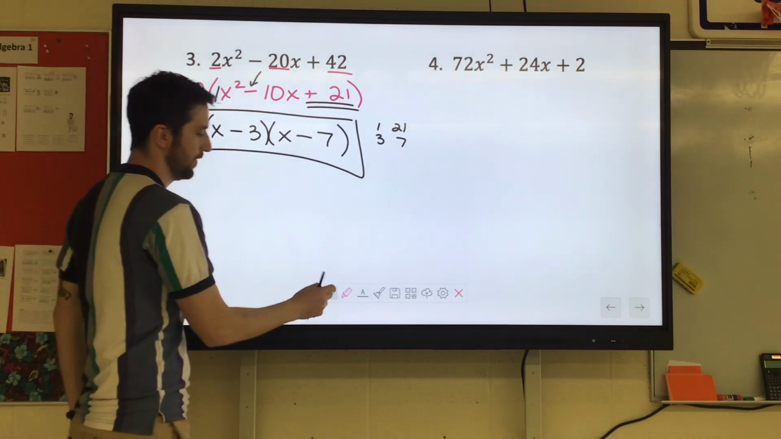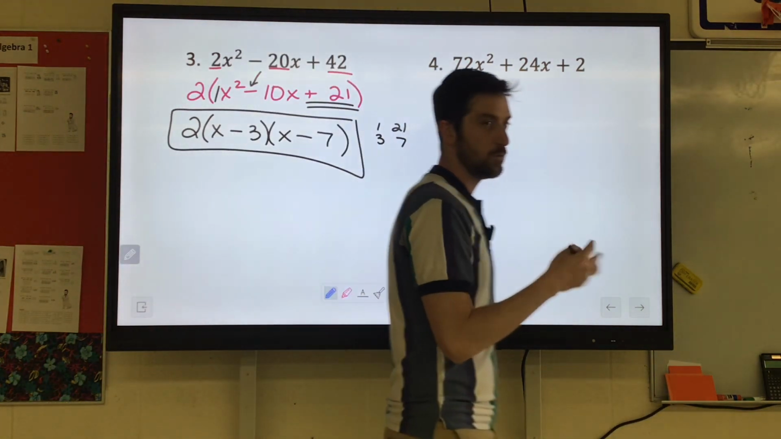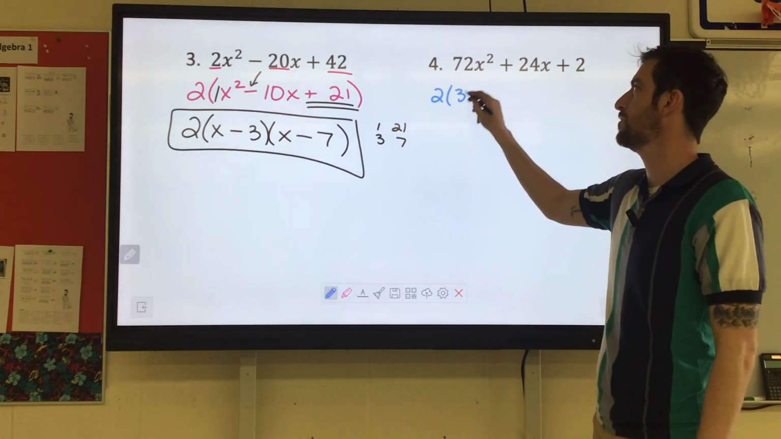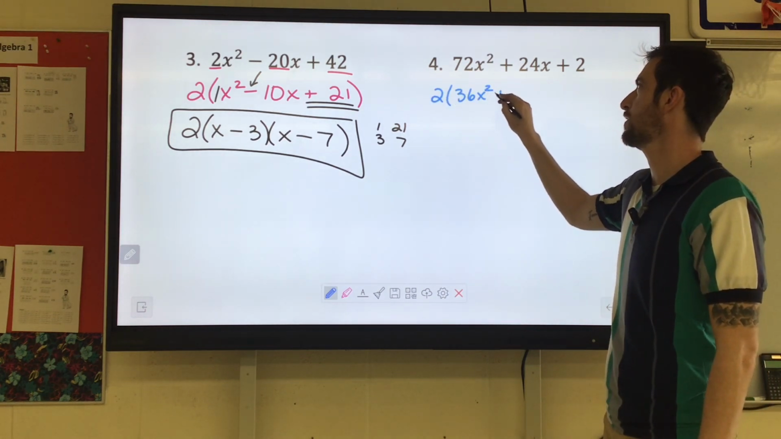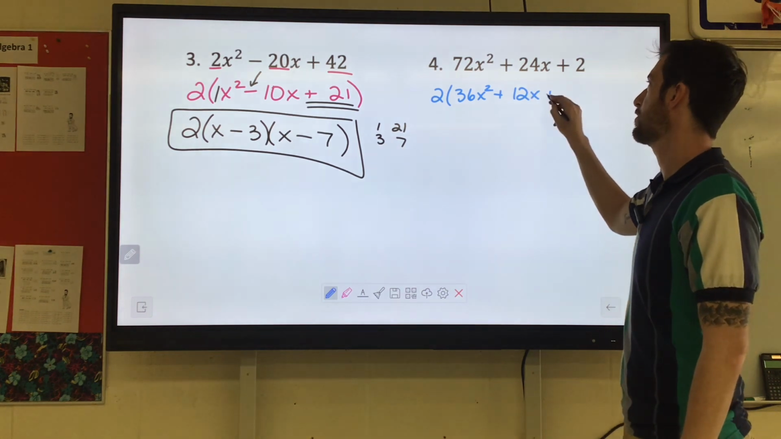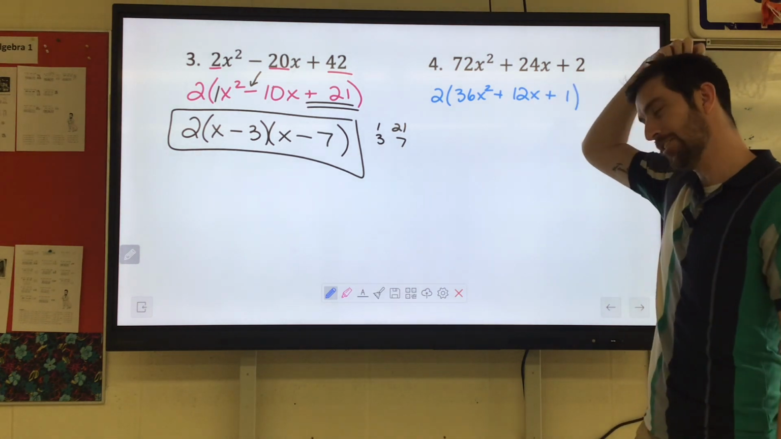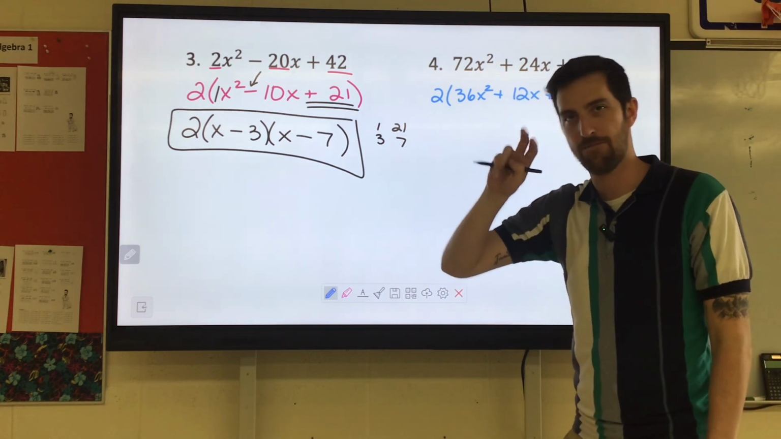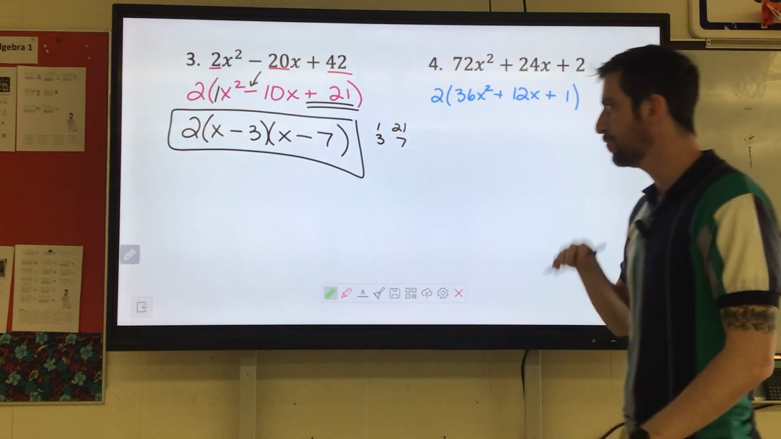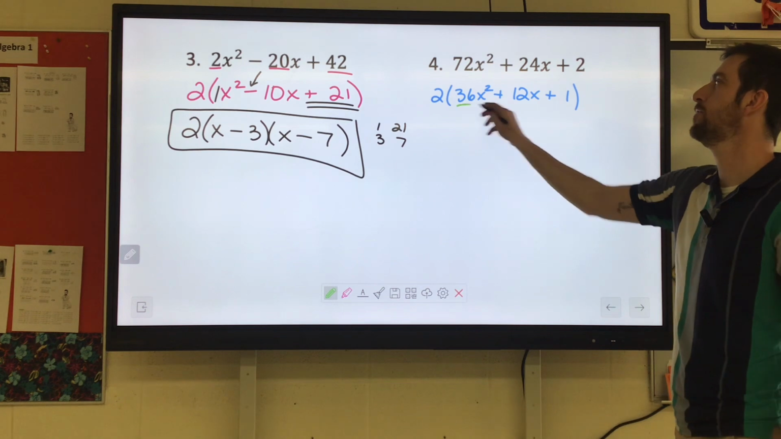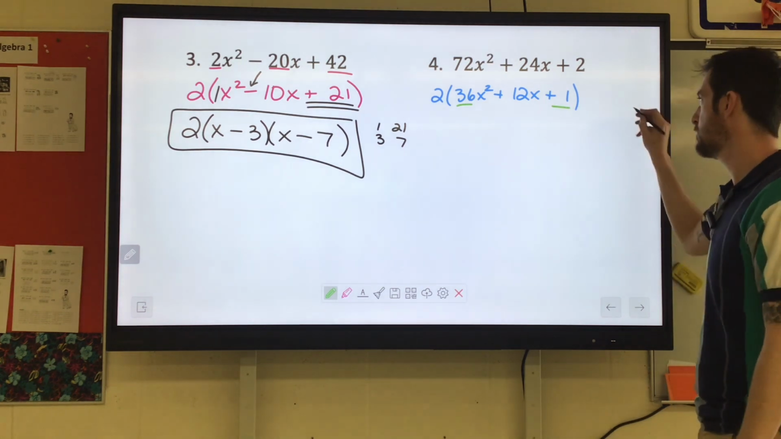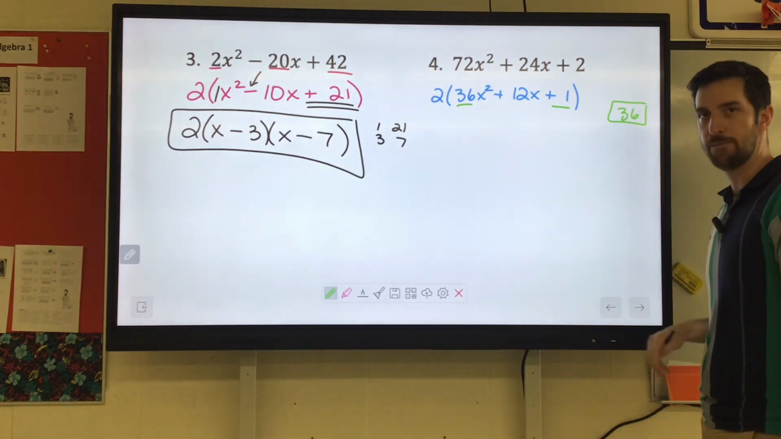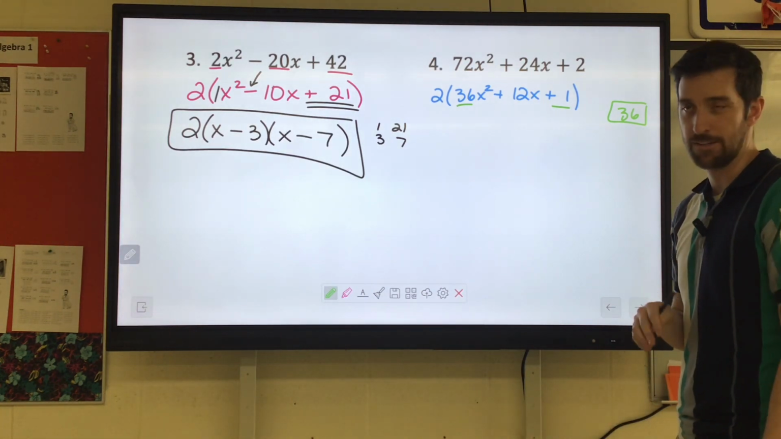All right, last one. They have a common factor of 2. They're all even numbers here. So we'll factor out the 2, which leaves us with 36x squared plus 12x plus 1. Now, I intentionally put this in here because it's one of the special case factoring things. But even if you didn't know that, you could do 36 times 1, which is 36, and find the factors of 36 that add up to 12. It would be 6 and 6.